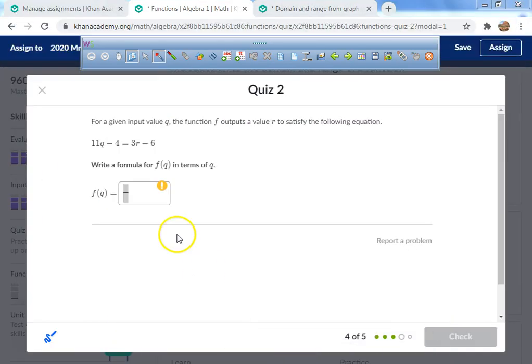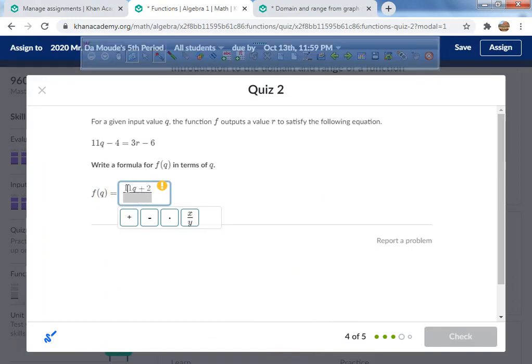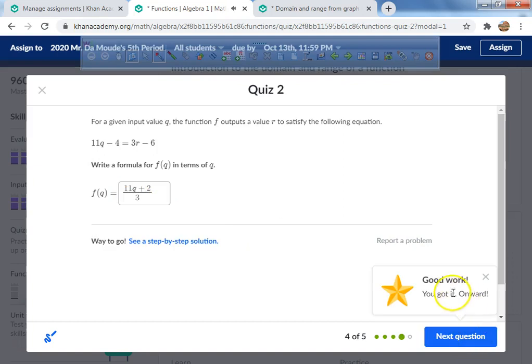So we got 11q plus 2, and it's all over a 3, and then I hit check, and boom, good work, I got it. I must be doing something right.